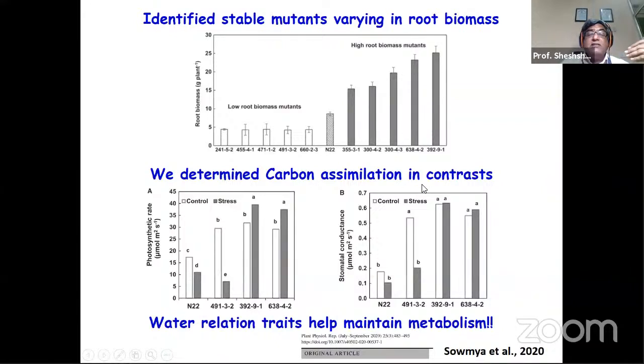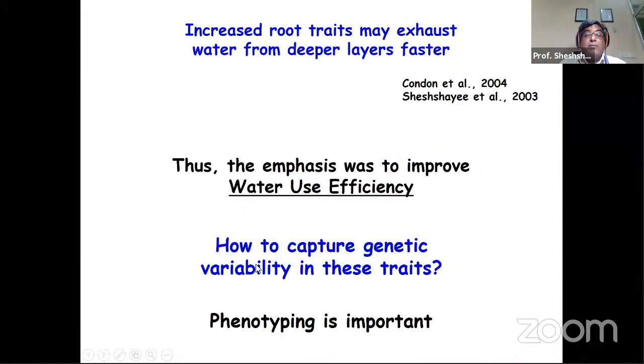Then we analyzed these root mutants. We developed mapping populations. We did both the genetic as well as the physiological analysis, and we showed that the high root genotypes had much higher biomass than the low root individuals. And the deep-rooted plants always had much better photosynthesis, even under water-limited conditions. We stressed them to an extent of about 60% of the field capacity, and they had better water relations. And they had better spikelet fertility, and therefore they could maintain better yield.